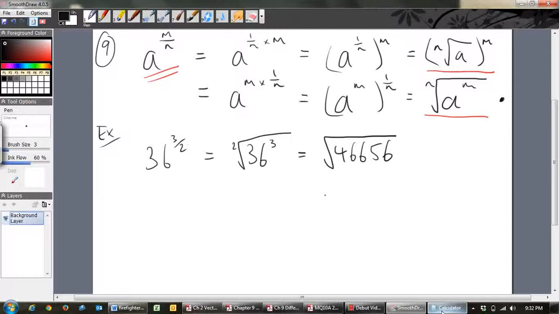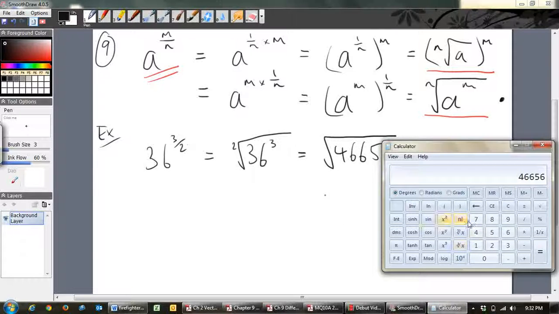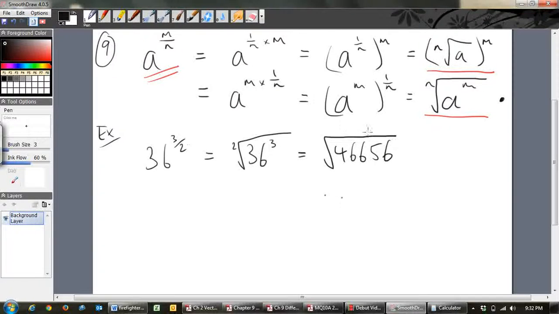Okay, so back to your calculator. Now I'm going to take the square root of that. Can I easily do that? Square root, and we get 216 when we take the square root of that. Okay, so that would be one way to solve this.